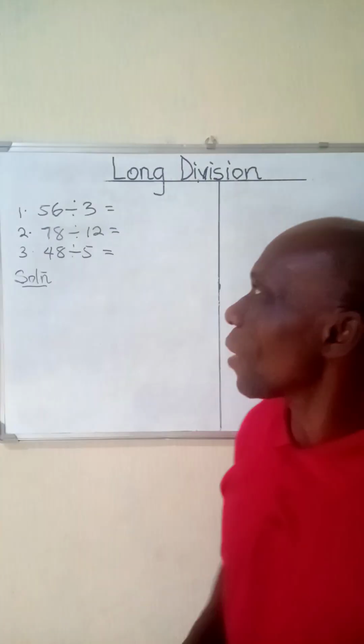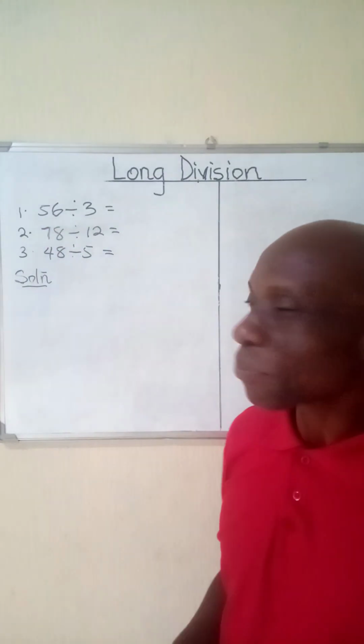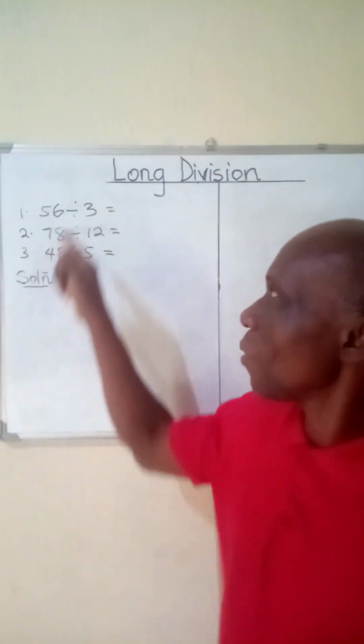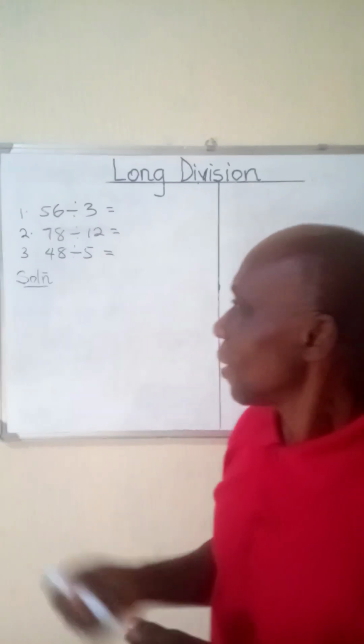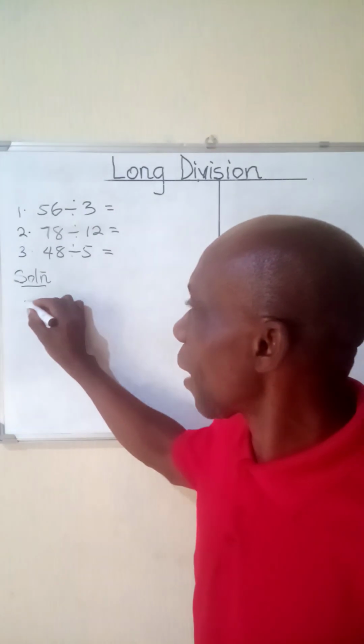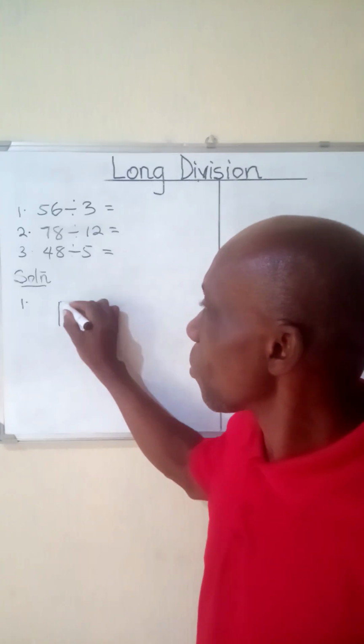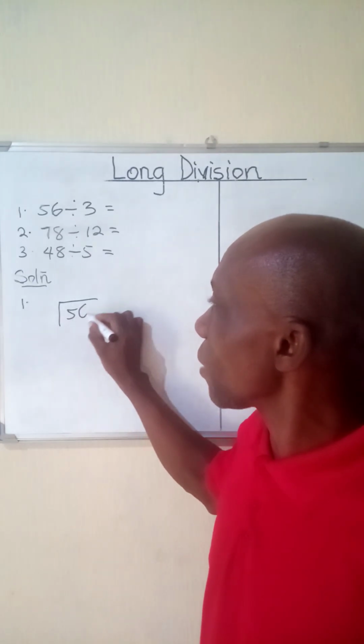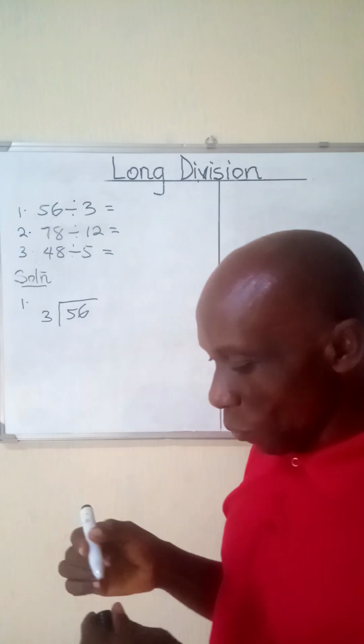Okay. Now here we are: 56 divided by 3. 56 here is the dividend, while 3 is the divisor. So we will put it in our box. We build a little house. We take question number 1 first. Build a little house. 56 will go inside. 3 will stay outside. We start our work.